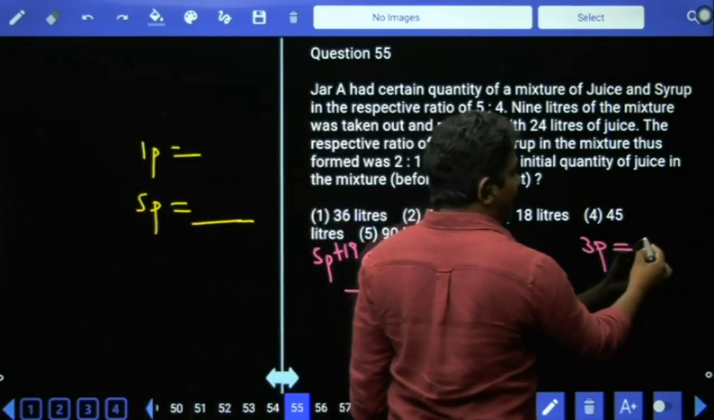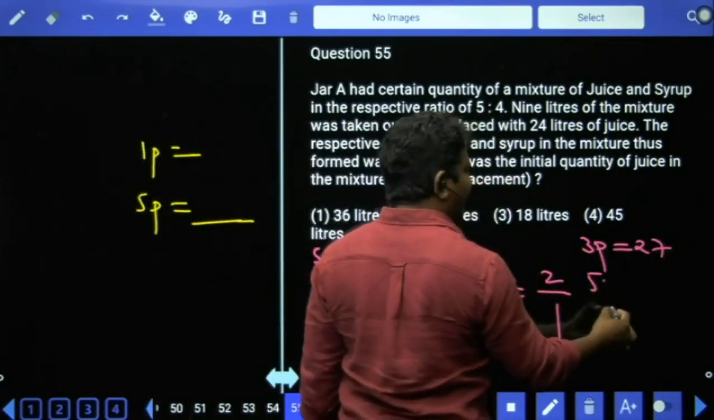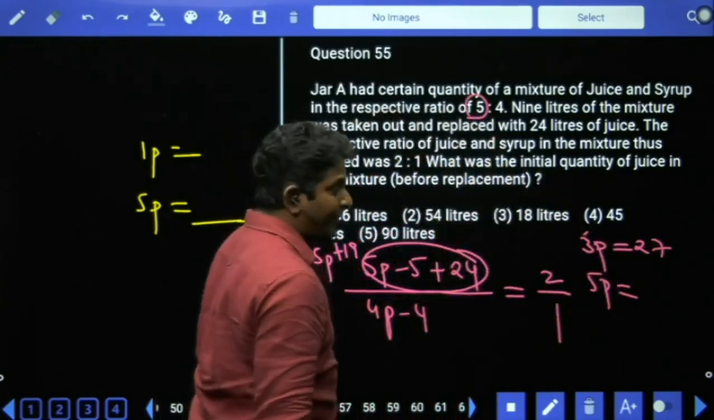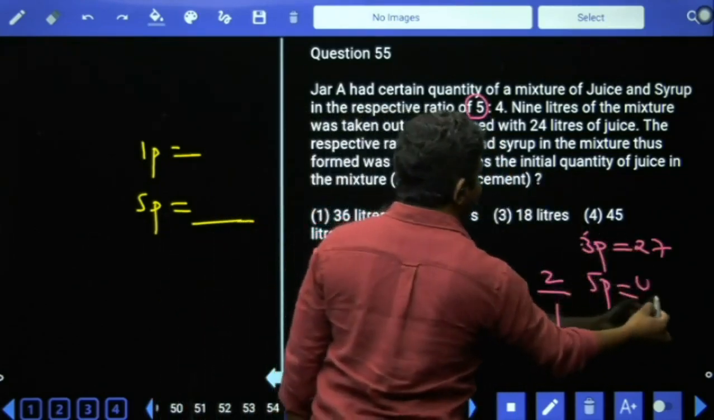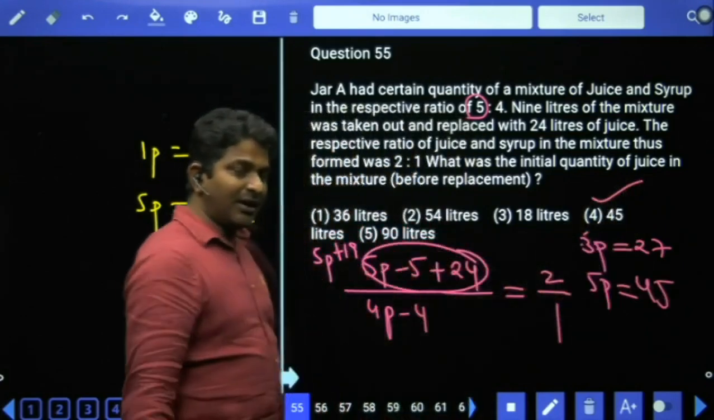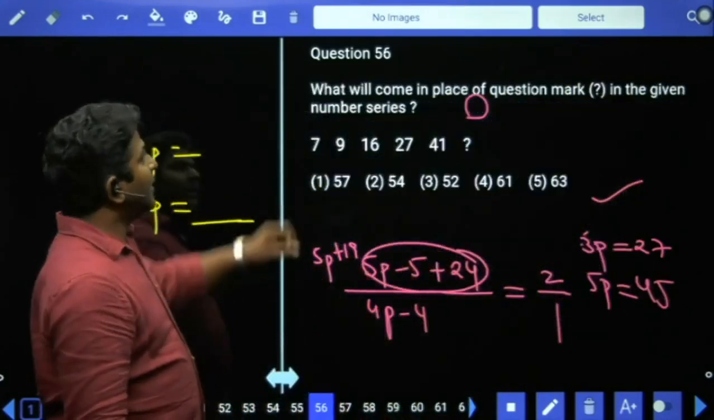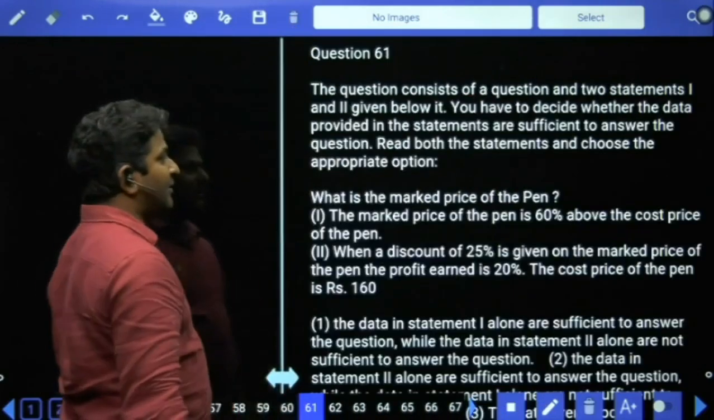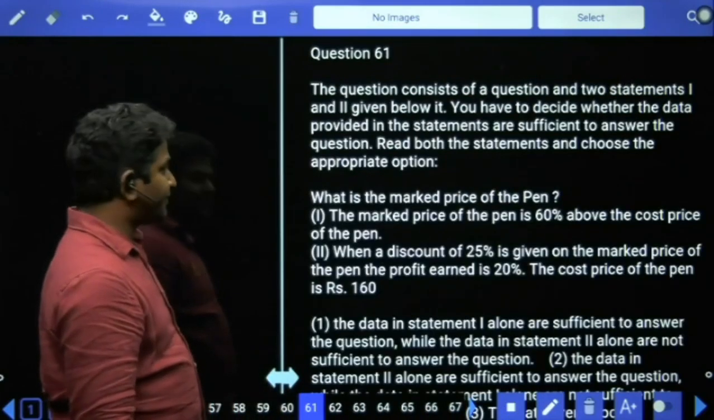If 3 parts is equal to 27, 5 parts is equal to how much? Because 5 parts was the juice quantity. 9 times 5, 45. Yes, that's how you can also answer the question. Now from 56 we have number series questions, so I'll start from 61 onwards.